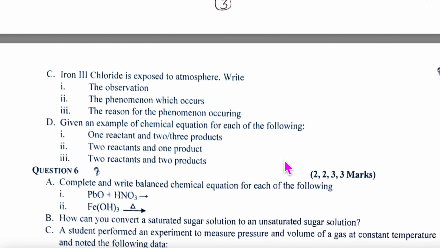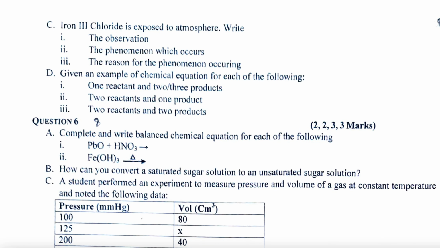We come to the next one. Iron 3 chloride, FeCl3, exposed to atmosphere. Now this is the key word. When it is exposed to atmosphere, either it will absorb moisture or it will give out moisture. If it absorbs moisture, it is called deliquescent. If it's giving out, it's called efflorescent. Now, what kind of substance is this? I told you iron chloride, very, very important. So you have to pay special attention.